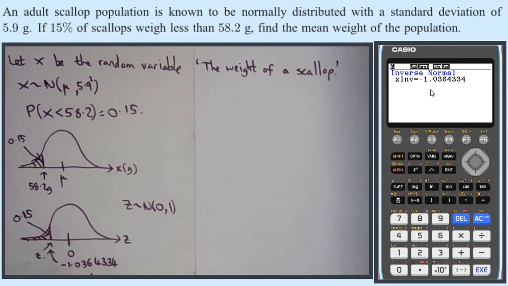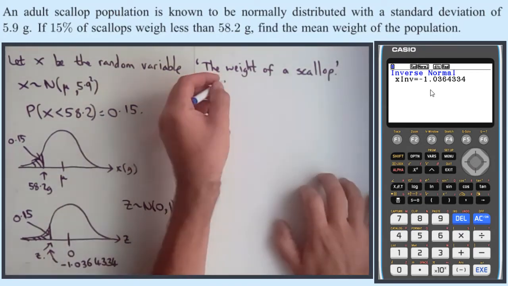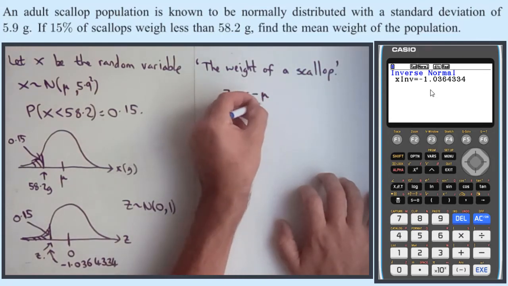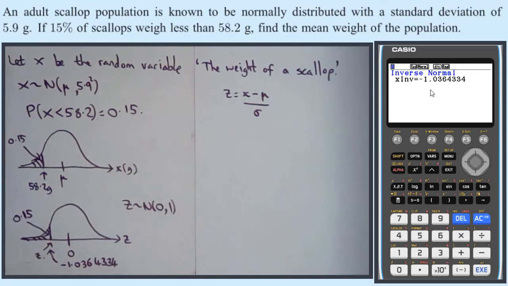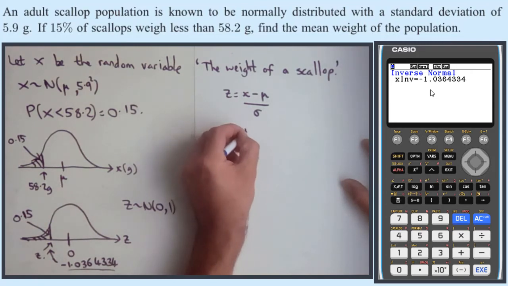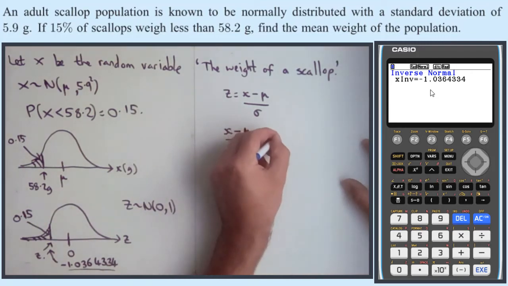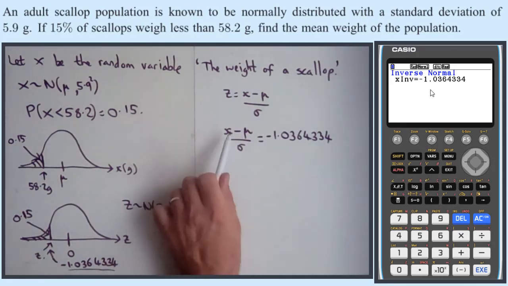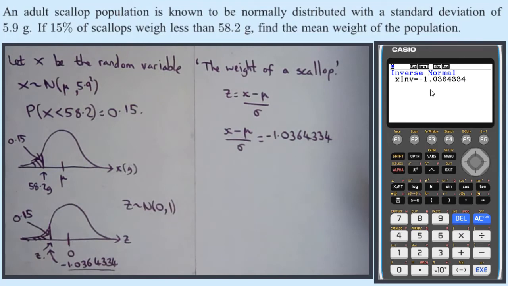So this is a z score, and remember, as your formula book will tell you, if you want to convert x to z, to standardize something, z equals x minus mu over sigma, right? So the z score, such that 15% of the values are less than it, is the same as x minus mu over sigma. Right? So this minus 1.0364 is x minus mu over sigma. So now I can write x minus mu over sigma equals minus 1.036434. And I know x, I know sigma. The only thing I don't know is mu. So let's put it in.